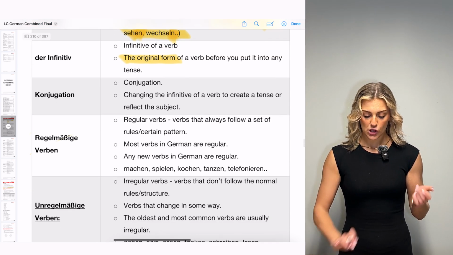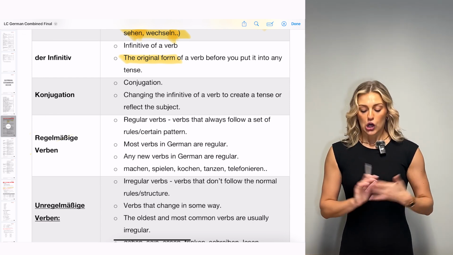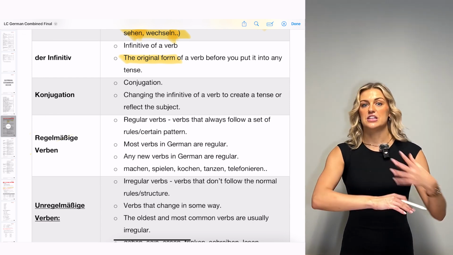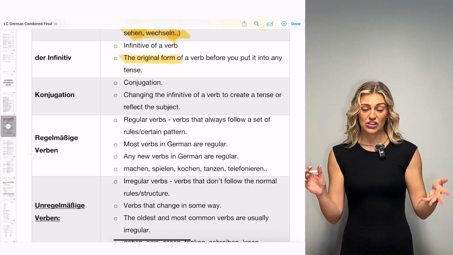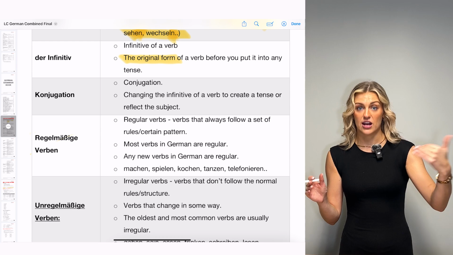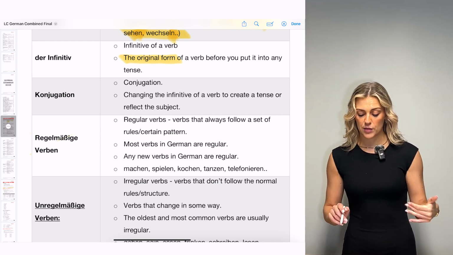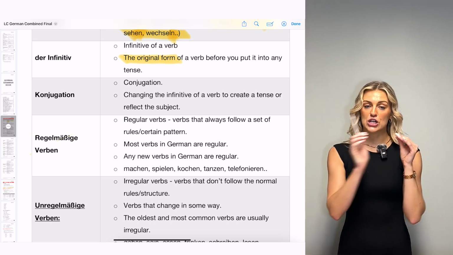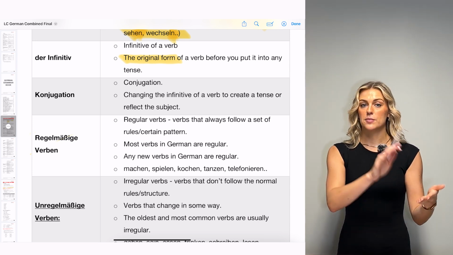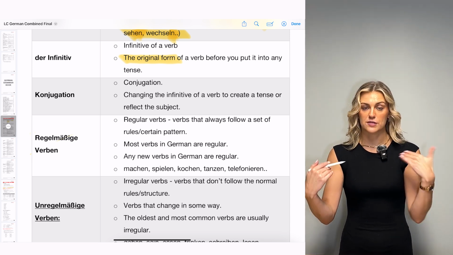Conjugation, then you'll hear me talking a bit about conjugation, all right? We'll be talking about conjugating verbs into the present tense, okay? So it sounds very complicated, but conjugation is just another word for changing a verb, okay? So conjugation is changing the infinitive of a verb to create a certain tense or reflect a subject. So that's what we're going to be doing today. We're going to be conjugating regular verbs and verbs ending in den or ten to create the present tense. Okay, so we're going to be changing verbs, conjugating them.